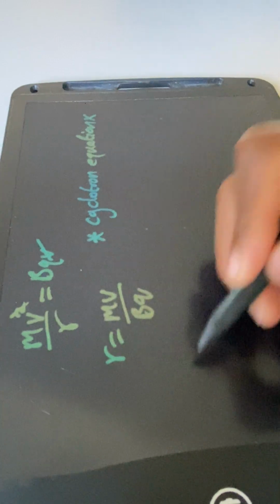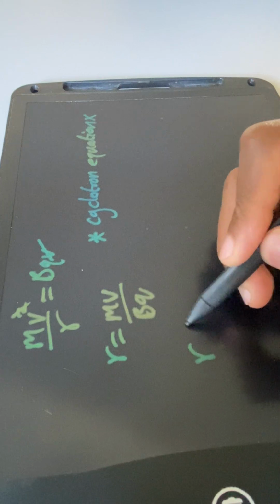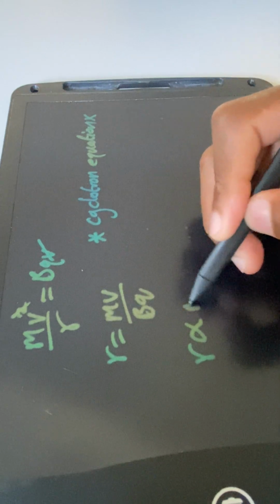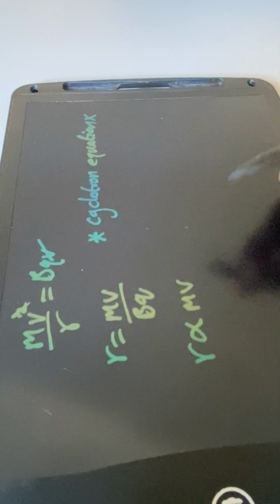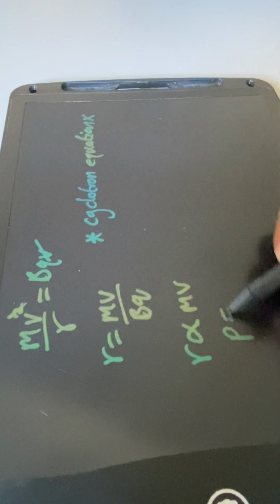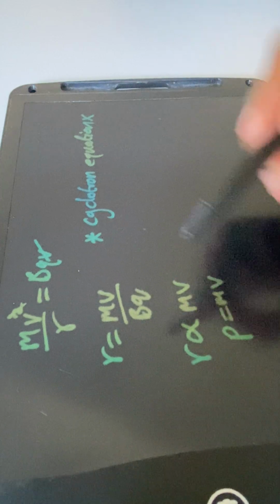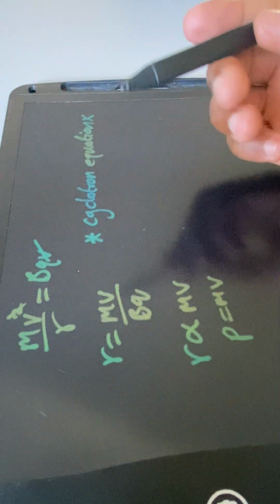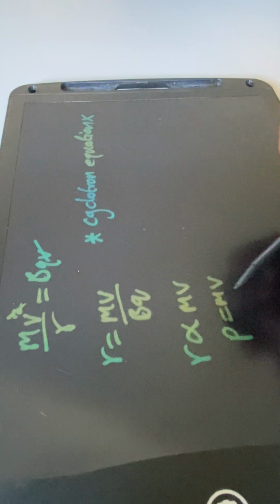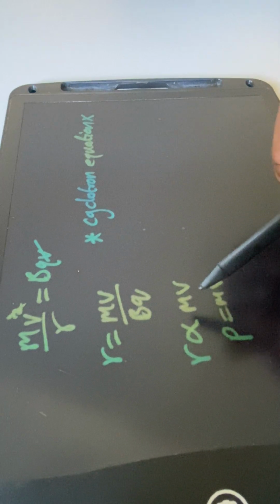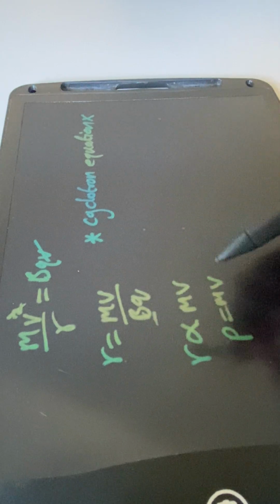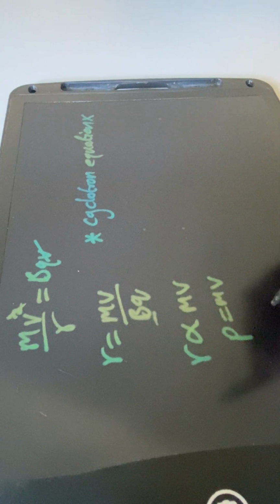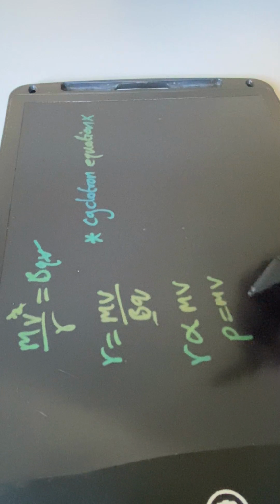Because from this equation, we can see that the radius of the circular path is directly proportional to the momentum of the charge, right? Because remember, we said momentum is equal to mass times velocity. So our numerator here is the momentum. So we know now that the radius is directly proportional to the momentum of our charge, isn't it? And also it is inversely proportional to the magnetic field intensity. So those are the major things that you have to understand about this equation.